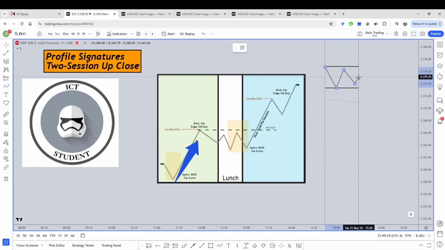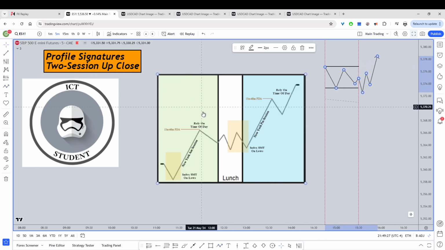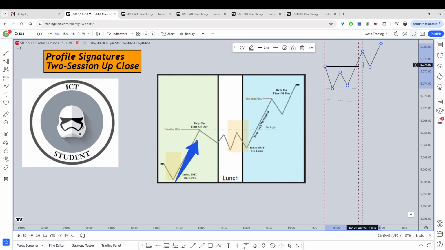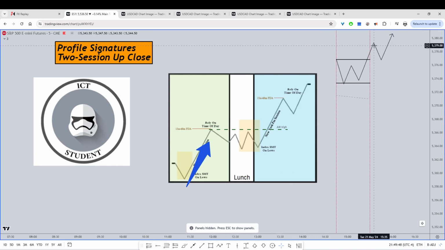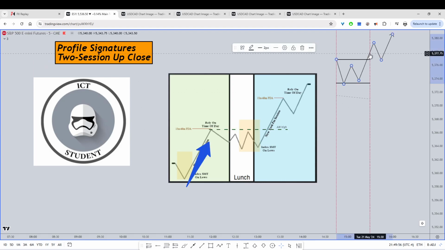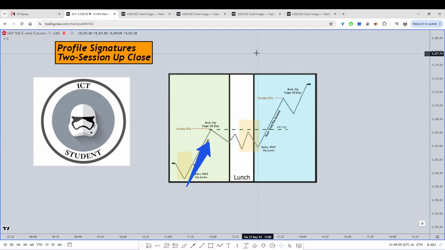And then as you come out of the lunch, you will either see a sweep, displacement, return to discount, and run higher to the AM high, or you will have a break higher, revisit, and then shift towards the AM high. So those are the two setups that we're using in this section here, and we're going to take that Two Session Up Close and look at ways that we can tackle projections or ranges.